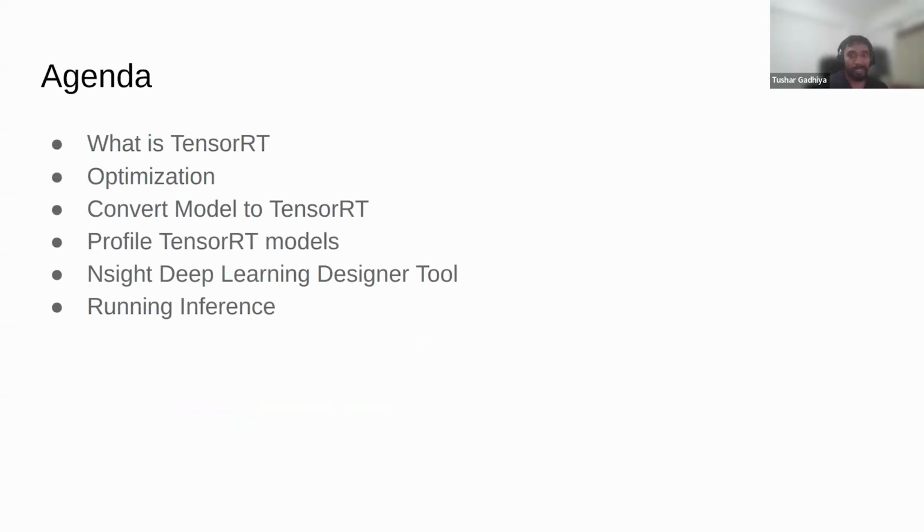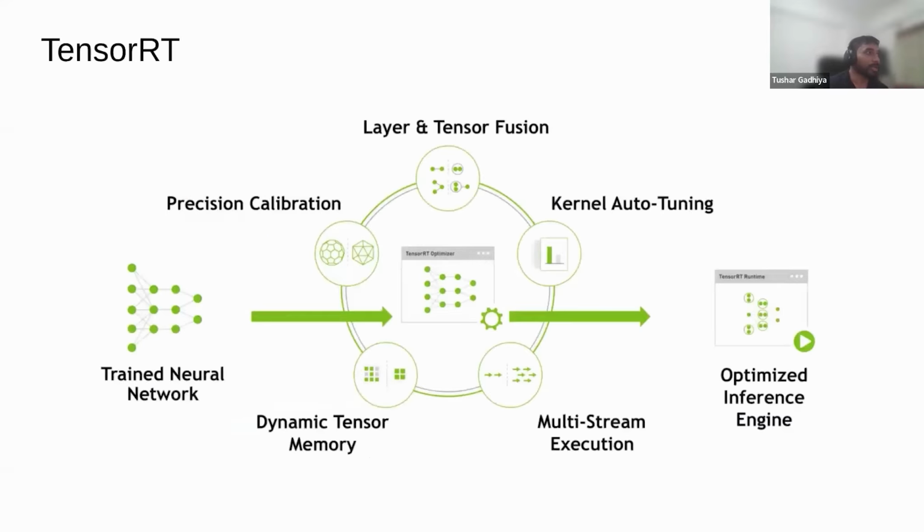So what we'll be covering today is what is TensorRT, what sort of optimization TensorRT provides on your model, how you would convert your model to TensorRT, how you profile the model for throughput and latency using specifically the Insight Deep Learning Designer tool, and finally, if we have some time, I'll go over how you can run inference once you have a converted model.